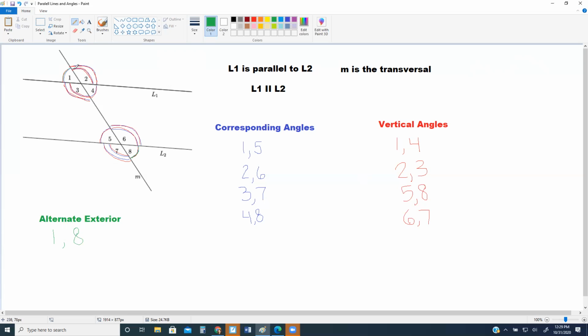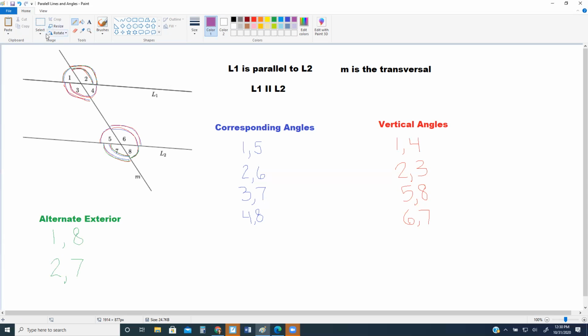Angle 2 is on the outside. Which one's its alternate exterior angle, buddy? Down here, angle 7. Angle 2 and angle 7 are alternate exterior angles. Are they congruent? Oh, yes. Very, very much so. All right, one last set of angles.